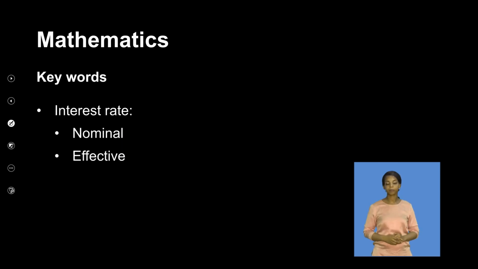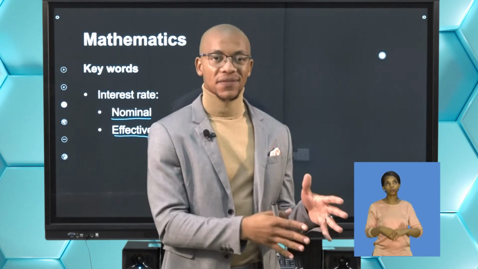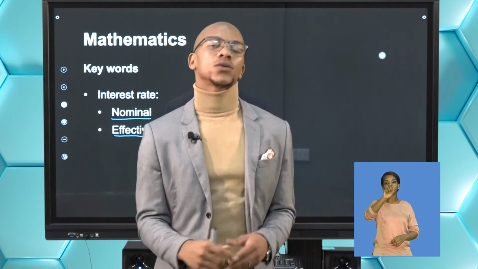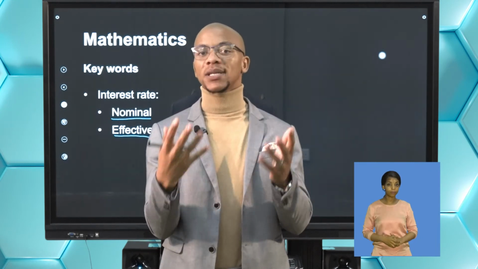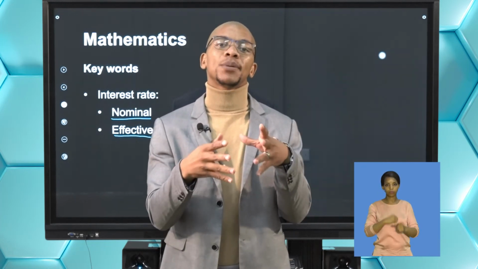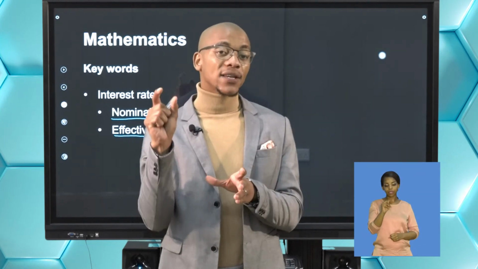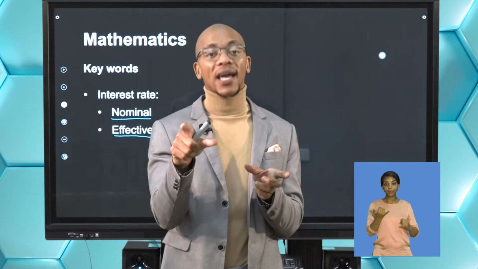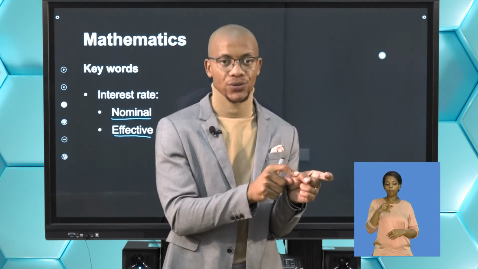Now, another concept that has to do with keywords would be our interest rate. There's nominal and effective interest rate. Okay? So let me just quickly explain this, then we'll do an example. Nominal interest rate will be what you are given for the whole year, right? So if they say to you, we're giving you 12% per annum, that's the nominal interest rate. But if I then say 12% per annum compounded monthly, if you take the compounded monthly into consideration, then it is now an effective interest rate, right?